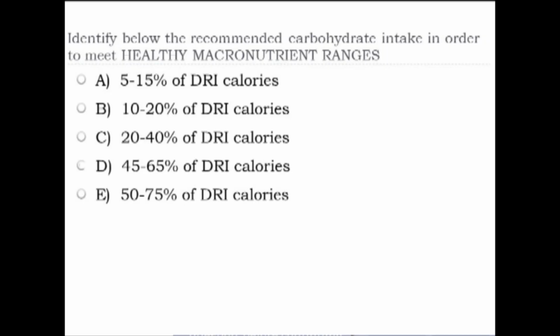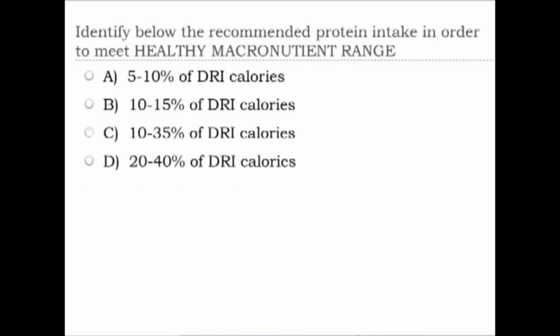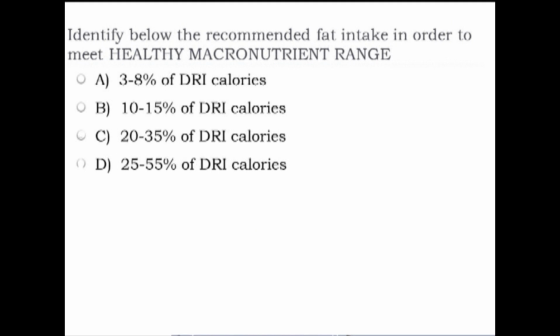Identify below the recommended carbohydrate intake in order to meet the healthy macronutrient range for carbohydrate. The answer, D, 45 to 65%. Next question, identify below the recommended protein intake in order to meet the healthy macronutrient range for protein. The answer is C, 10 to 35% of DRI calories. Next, identify below the recommended fat intake in order to meet the healthy macronutrient range for fat. The answer, C, 20 to 35% of DRI calories.